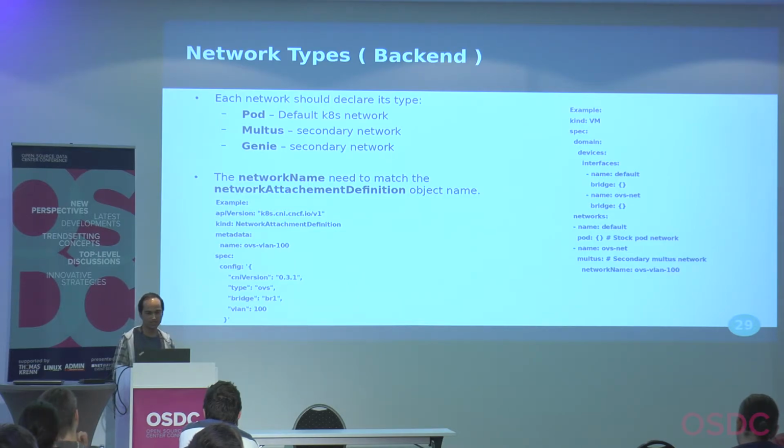In the below example, what we are doing is defining a network which makes use of the OVS CNI plugin. A VMI which is making use of this network would be connecting to the Open vSwitch bridge BR1 and VLAN 100. On the right-hand side, we have an example wherein the VM is connecting to 2 interfaces and 2 networks, and thus it is making use of multi-networking.